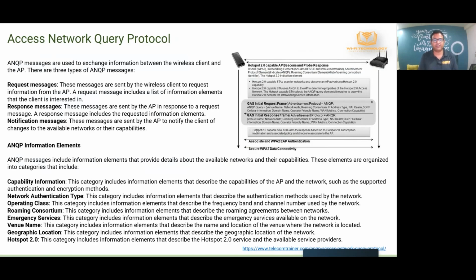And for that, we use the access network query protocol. The access network query protocol is basically a request-response kind of messaging. The client will query for information about a certain type of venue, a certain type of authentication method, a certain type of network it wants to connect to. All those details it will ask for, and then the access point will find these details from the network and report them back to the client. And once the information is obtained, the client can decide which particular network to connect to.